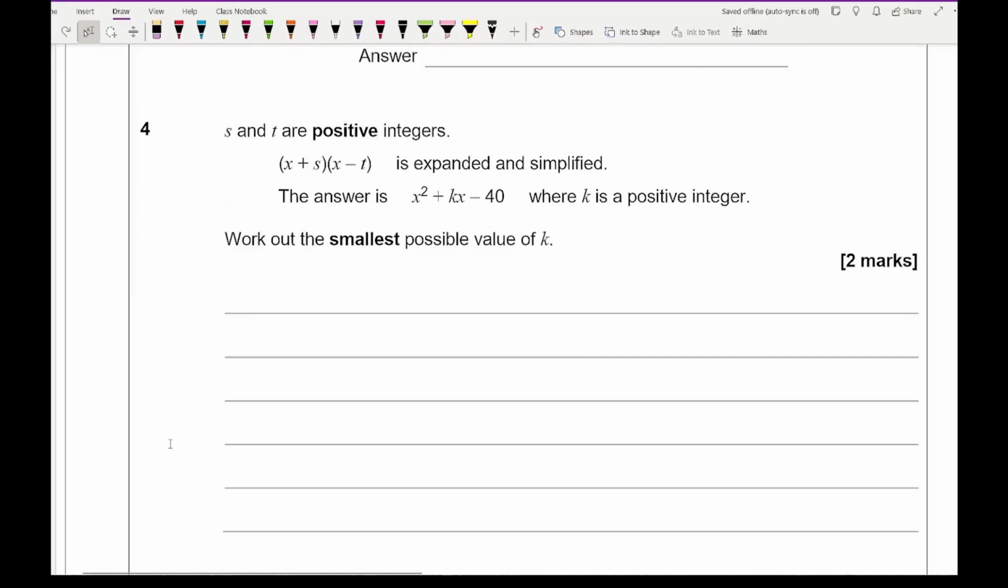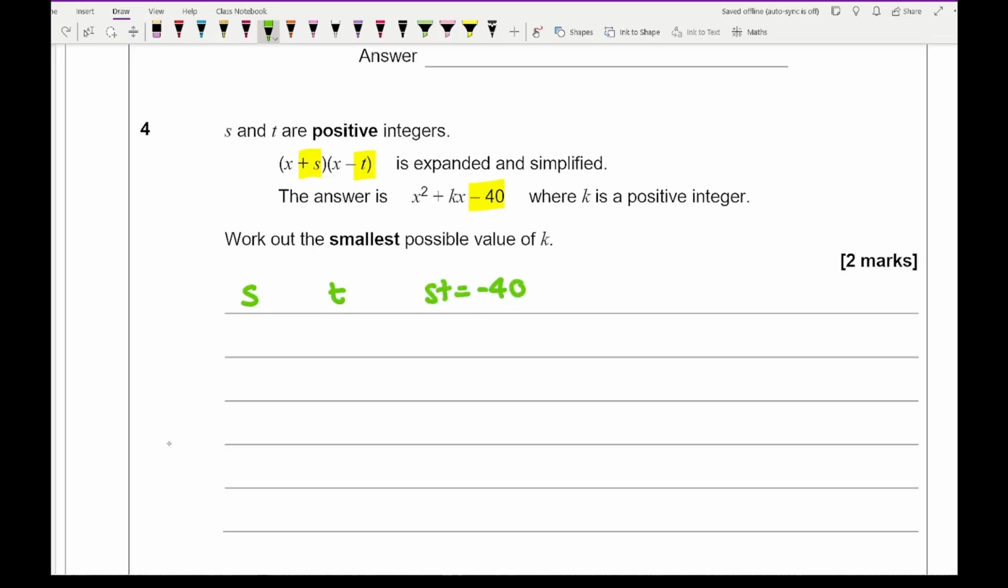Moving on to question 4, it says s and t are positive integers. x plus s multiplied by x minus t is expanded and simplified. The answer is x squared minus kx minus 40, where k is a positive integer. Work out the smallest possible value of k. Well, first things first, with quadratics, this constant is made up by multiplying these two terms together. So if I just have a heading of s and t, I know that st equals minus 40.